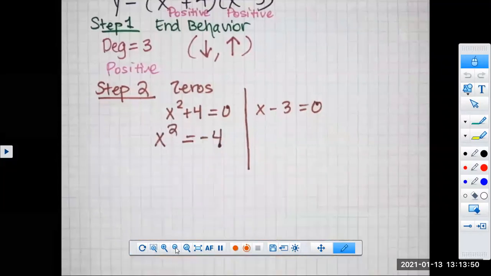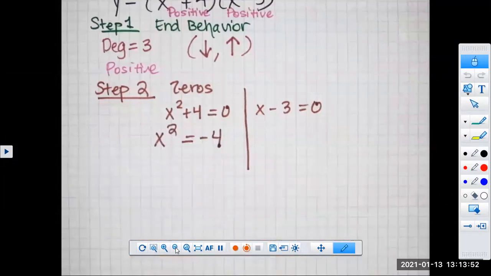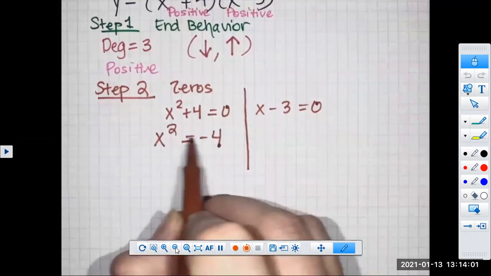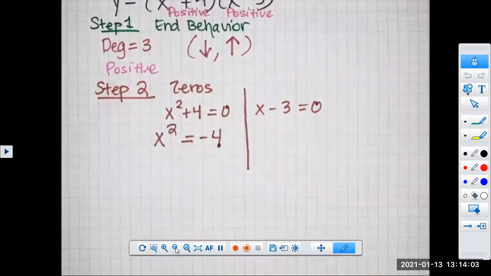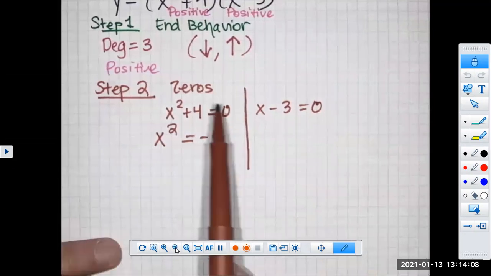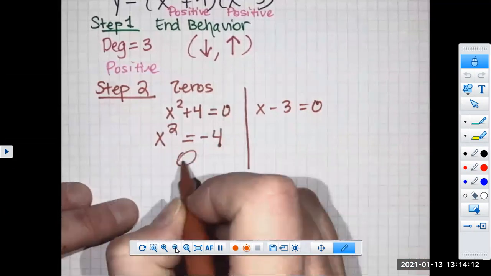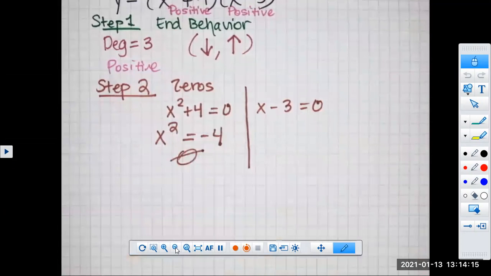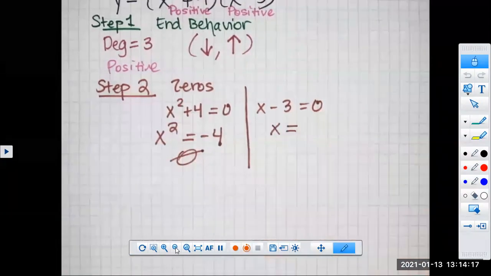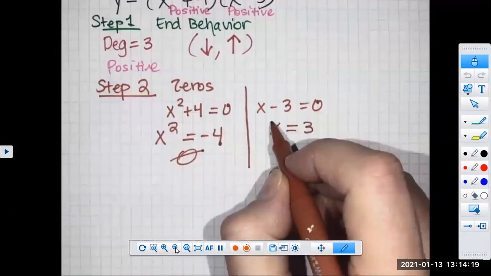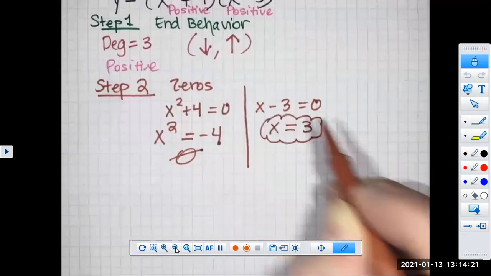Can you take the square root of a negative number? No. You can get an imaginary number back in 4.8, but we're dealing with real numbers. So we don't worry about here. We have no solution on that side. What's your only x-intercept? 3. So I have an x-intercept of 3.